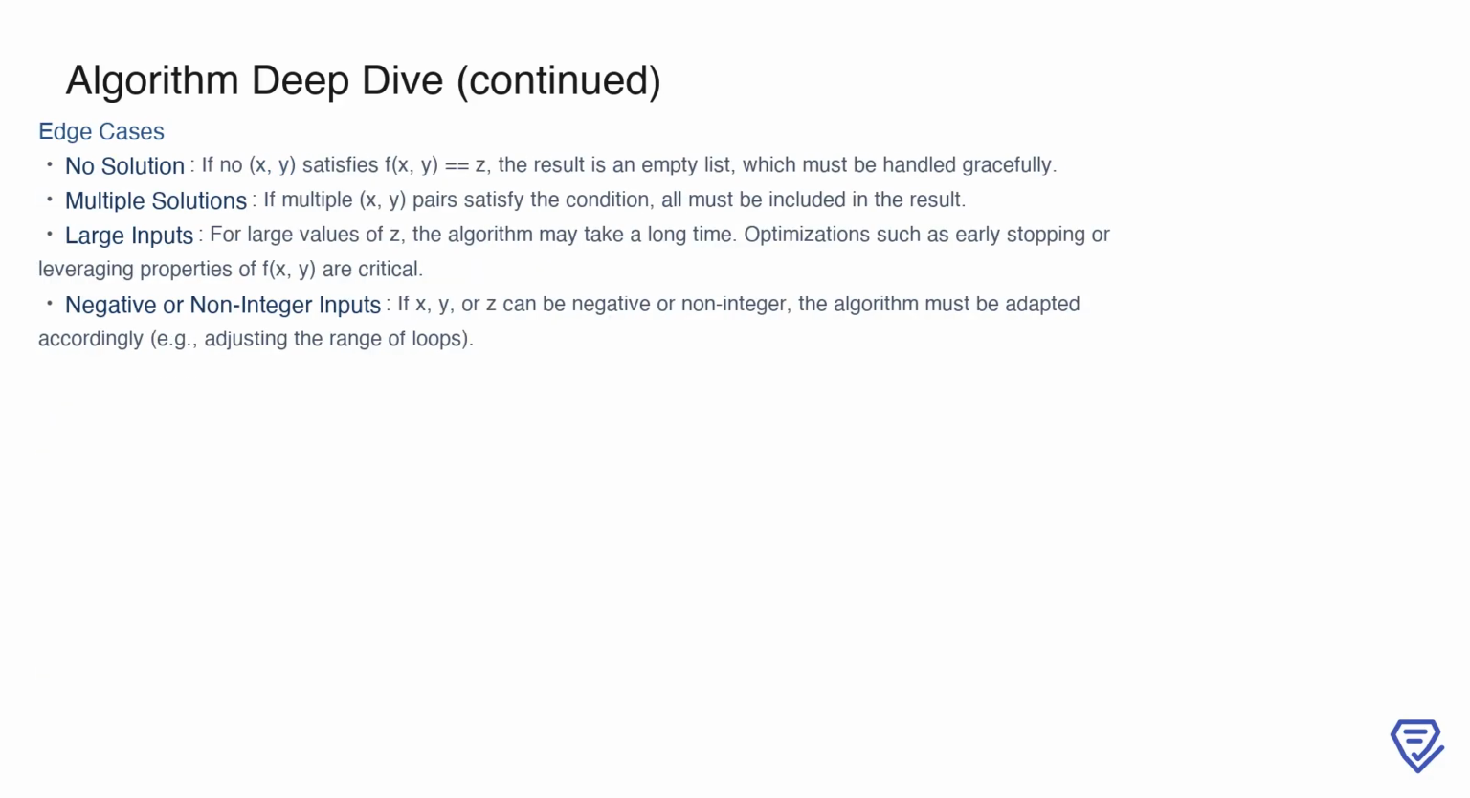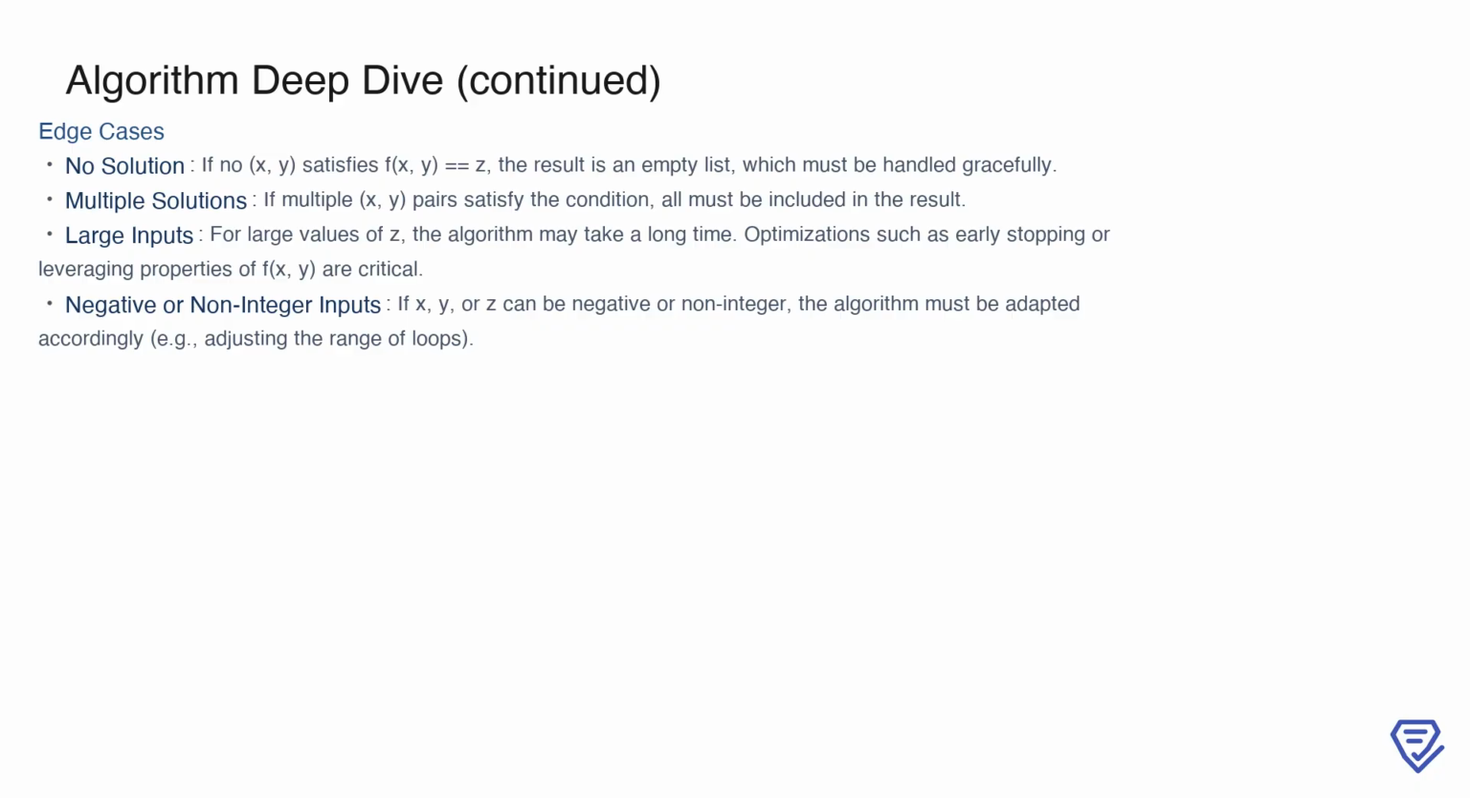It's important to consider edge cases when implementing this algorithm. For instance, if no pair (x, y) satisfies the equation f(x, y) equals z, the algorithm should gracefully return an empty list, indicating no solutions were found. On the other hand, if multiple pairs satisfy the condition, the algorithm must ensure that all valid pairs are included in the result. For large values of z, the brute force approach may become computationally expensive. In such scenarios, optimizations like early stopping or leveraging properties such as monotonicity or symmetry are essential to improve efficiency.